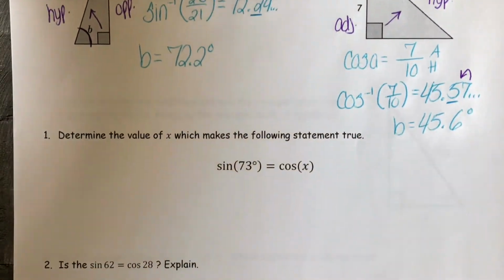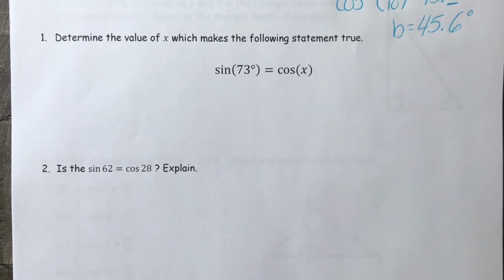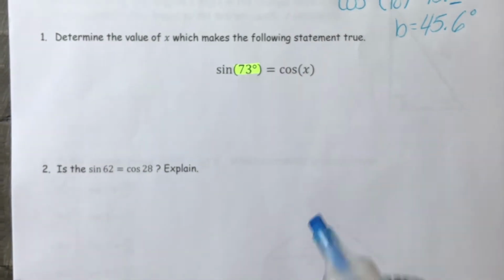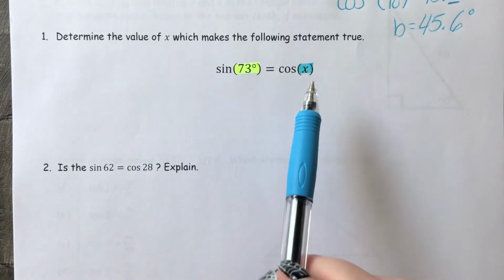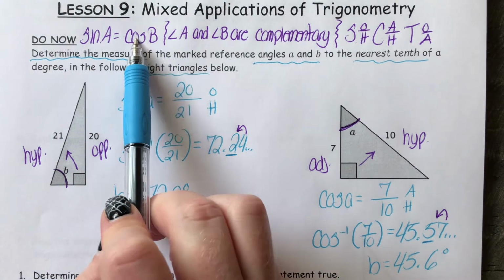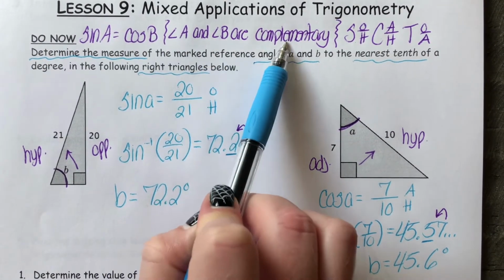Determine the value of x, which makes the following statement true. Well, if you look at the notes that we wrote at the top of our page, I hope you guys did that. It says that sine of A equals cos of B. It also says that A and B, those two angle measures, are complementary. Again, we wrote it right here at the top of our paper. So what do I know about angle A and angle B? They add up to 90 degrees.